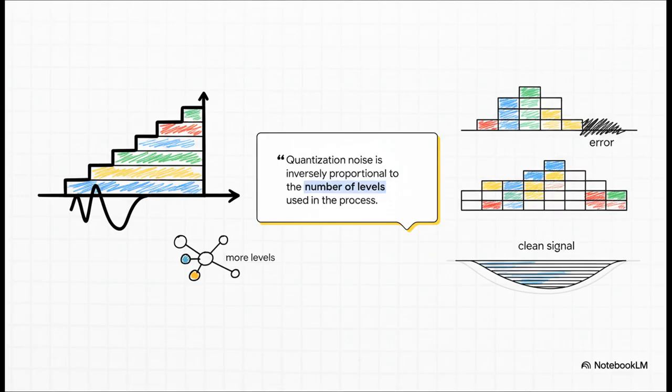Let's go back to our painter. If you give them 16 colors, the painting is going to be okay. But what if you give them 256 colors, or thousands? The more colors they have, the closer their painting will be to reality. It's the exact same in audio. More levels means smaller rounding errors and a much higher fidelity sound.